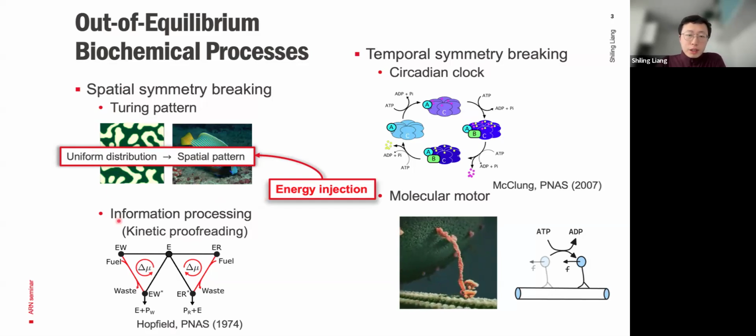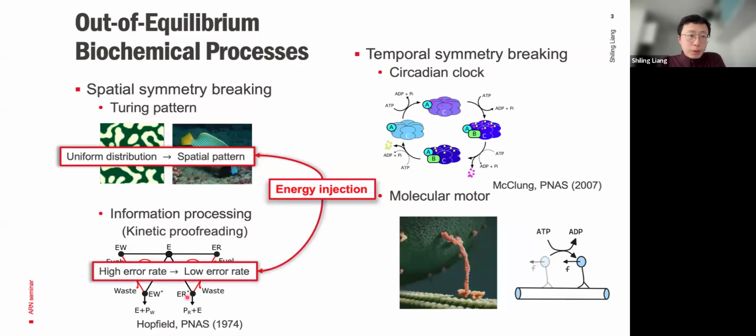Also, living systems need to do information processing. For example, you need to copy the DNA, and also have translation and transcription. In this kind of copy process, the system needs to discriminate different monomers. To lower the error rate, Hopfield proposed the kinetic proofreading scheme, which consumes energy to go from a higher error rate to a lower error rate.